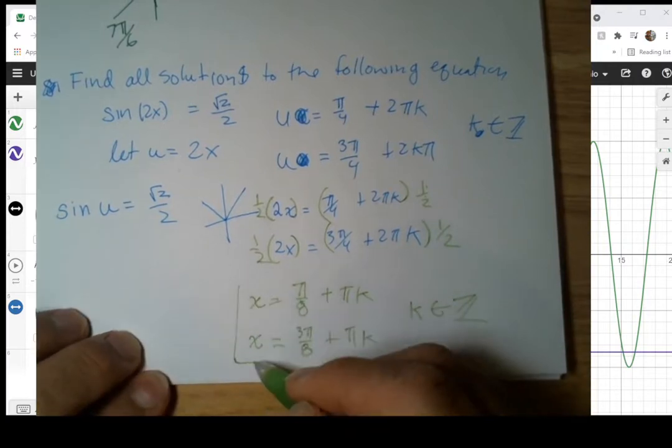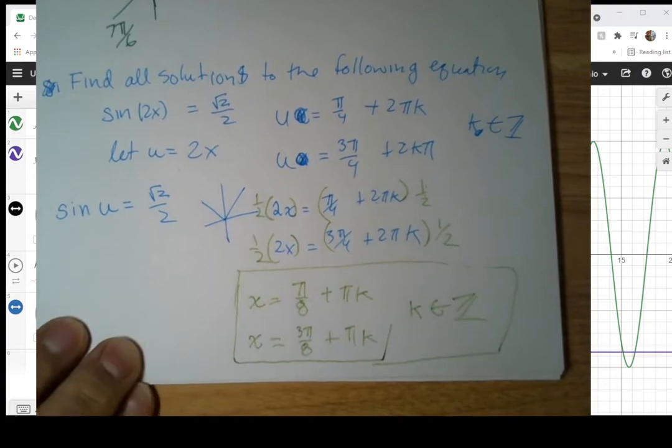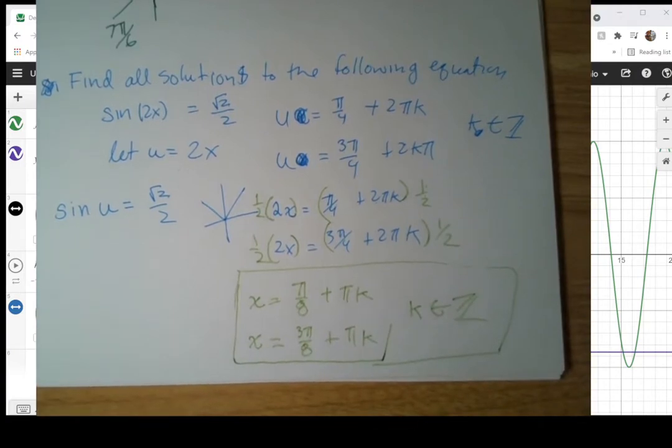Now we have our solutions, pi over 8 and 3 pi over 8. And in this case, every addition of a multiple of pi to pi over 8 or 3 pi over 8 will give us a solution.